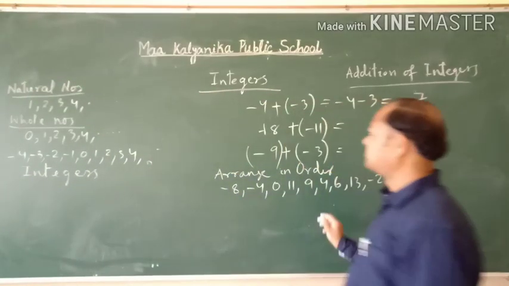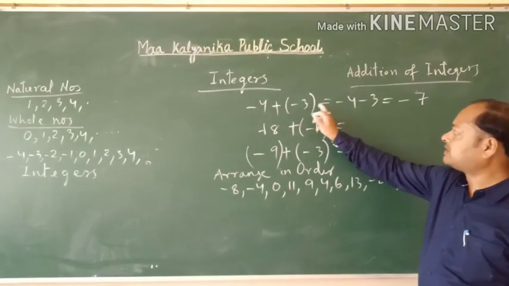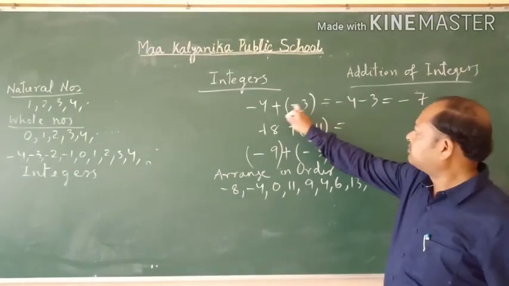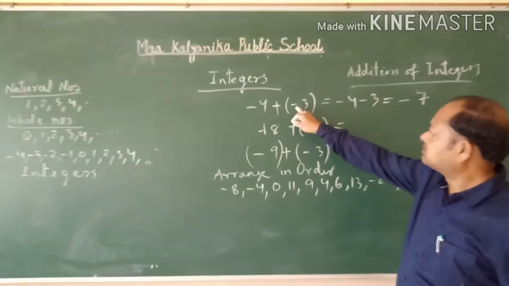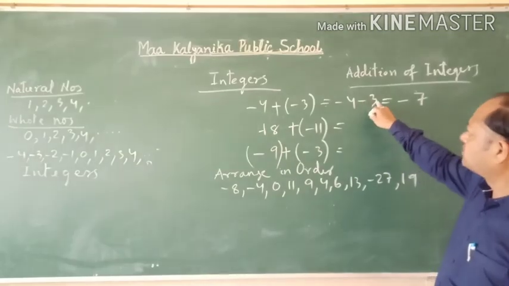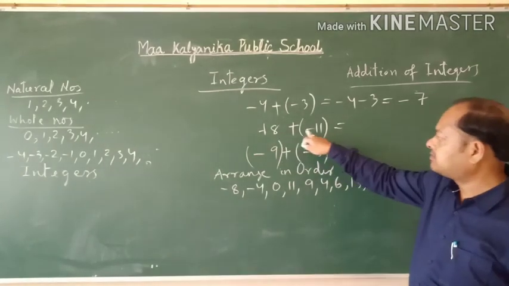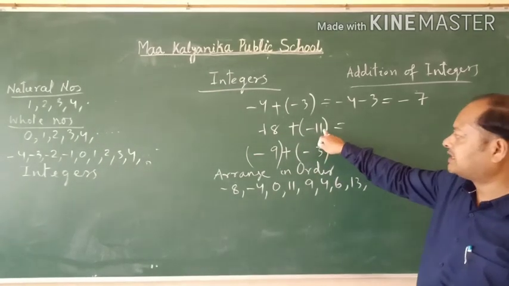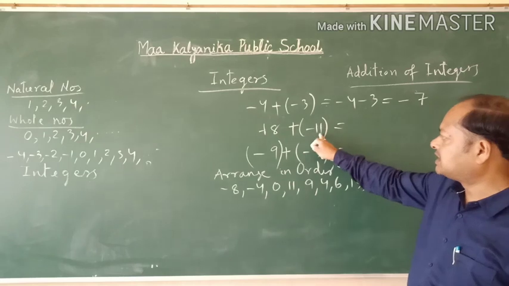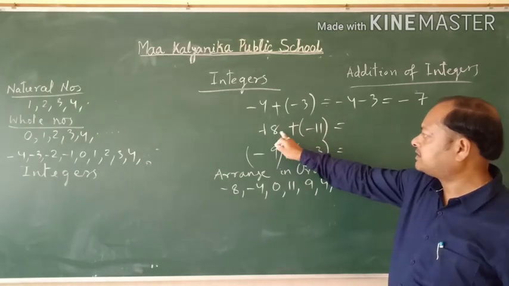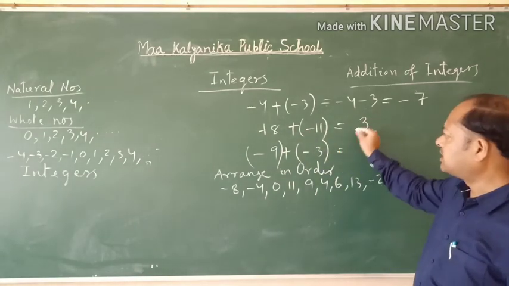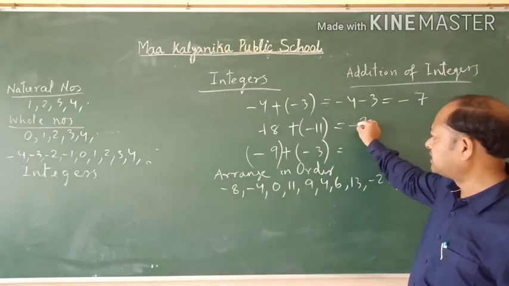Okay, let's see some examples here. Minus 4 plus minus 3. Here, plus minus becomes minus, so minus 4 minus 3 is minus 7. And another method: suppose plus 8 and minus 11. The greater number here is 11, and if you subtract 8 from 11 it becomes 3, write 3 here, and the greater number's sign is minus, so write minus here.